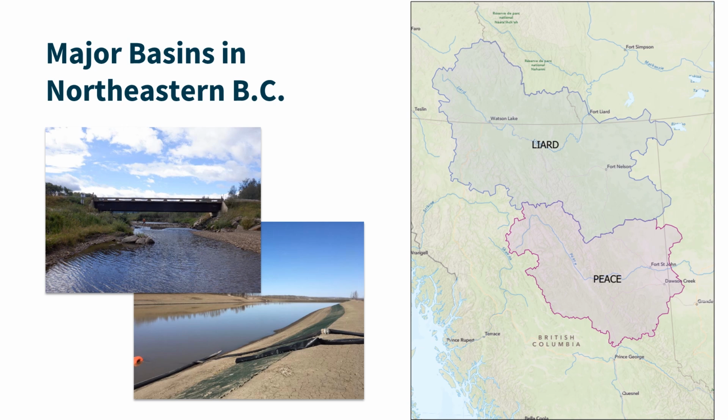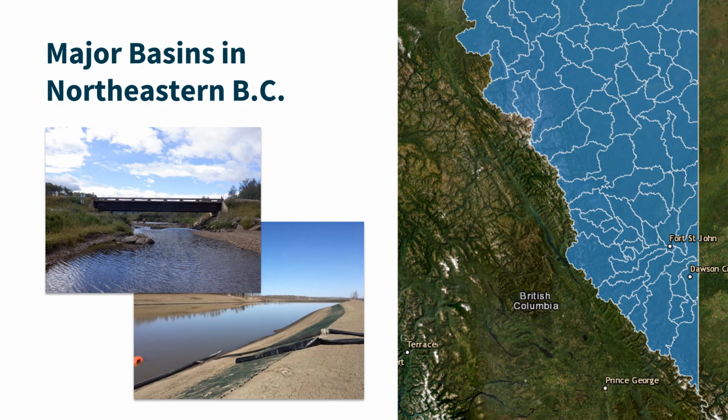So the two major basins within the Northeast are the Liard and the Peace River Basin. The Liard is the major tributary to the Mackenzie, whereas the Peace flows first into the Athabasca and then into the Mackenzie on its way to the Arctic Ocean. Now, to facilitate our management and better allocation of water resources in the area, we've delineated those two basins into their smaller tributaries, and we refer to them as the water management basins.